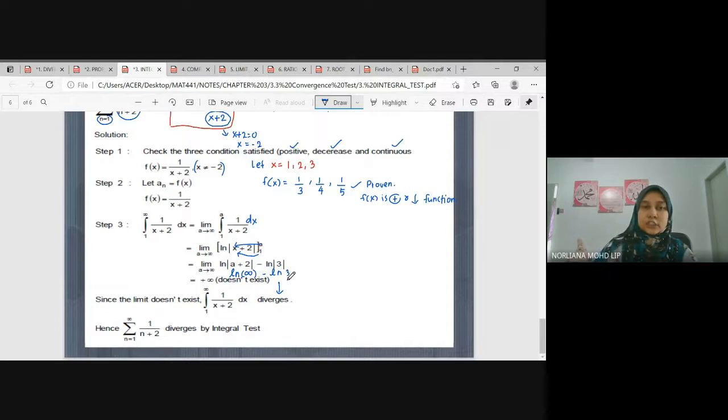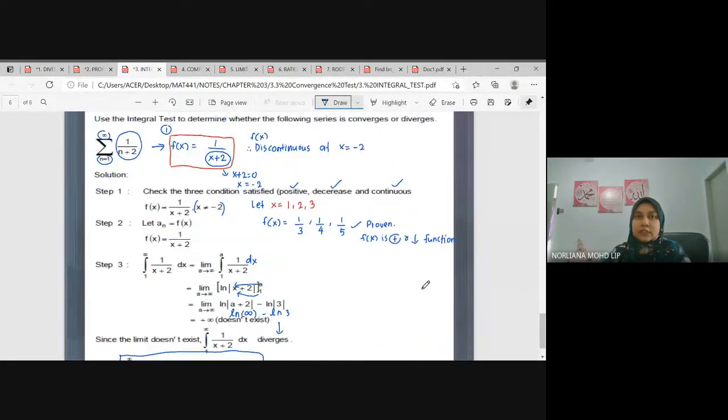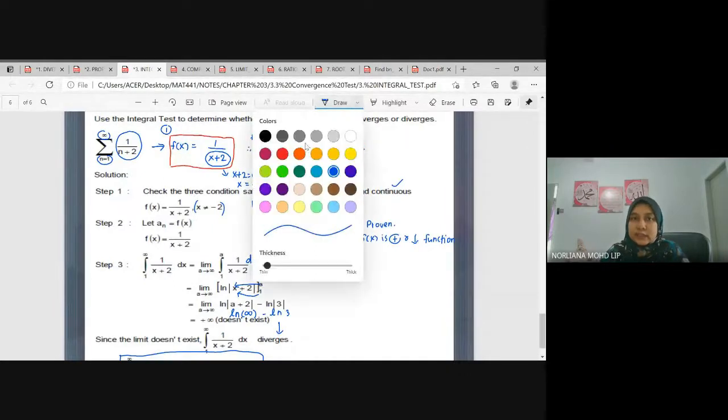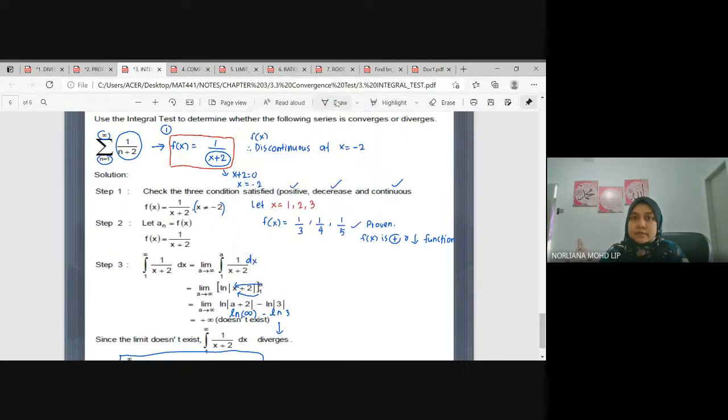So therefore the conclusion, nak kena tulis ni conclusion. This series is diverge by using integral test. Kena tulis. Boleh. Untuk integral apa yang kat sini yang penting, ada beberapa lah ni, awak kena tukarkan f(x). Okay, and then proof ni positive, continuous and decreasing.